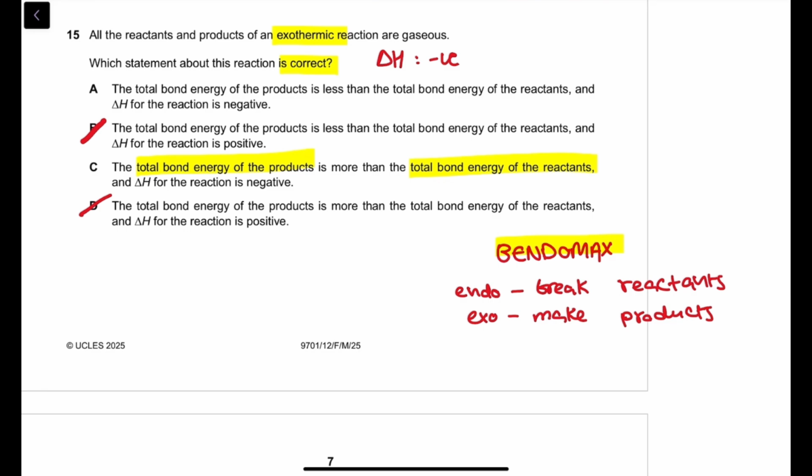In endothermic reactions, the total bond energy of the reactants is greater because endothermic reactions involve absorbing more energy to break the reactants than is released from forming the products. However, in an exothermic reaction, the products actually have a greater total bond energy. So in other words, more energy is released from forming those bonds than is absorbed breaking the reactants' bonds. Therefore, the answer must be C.